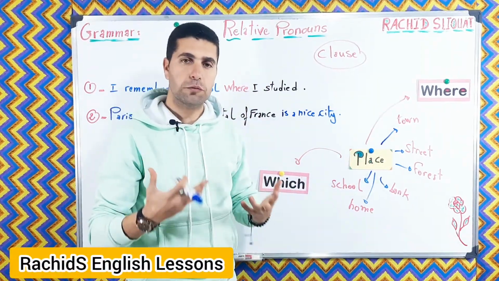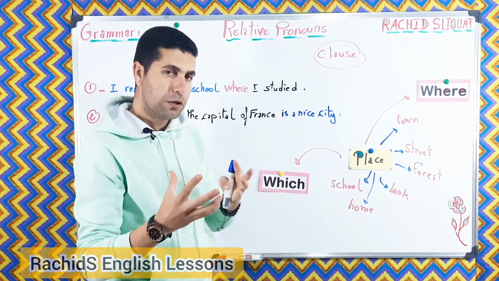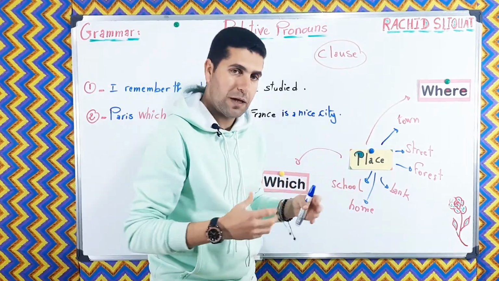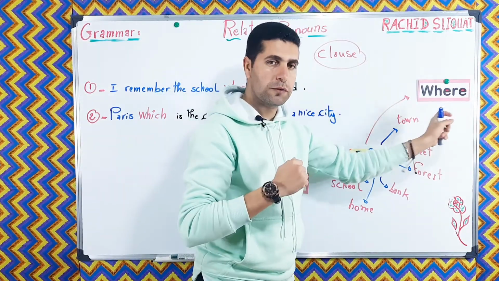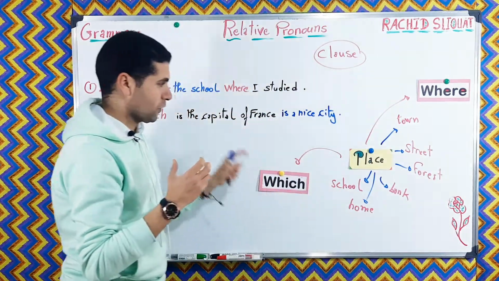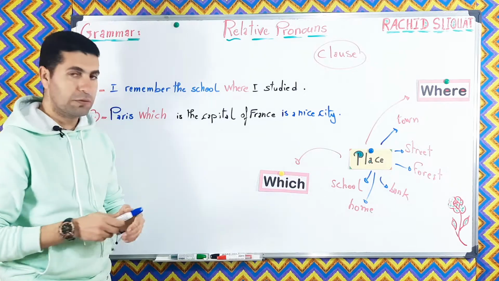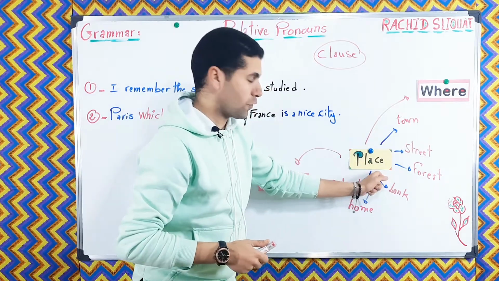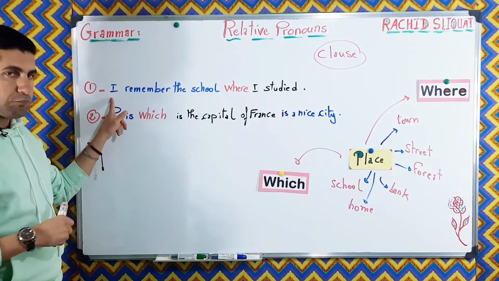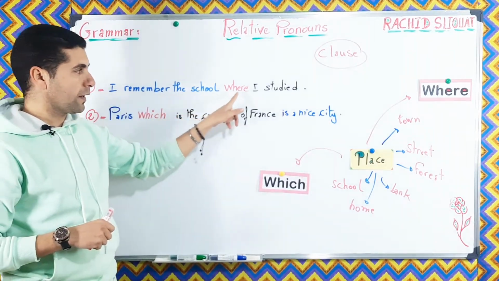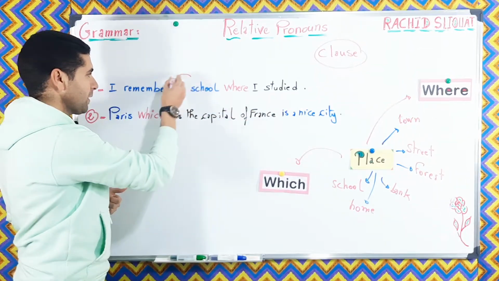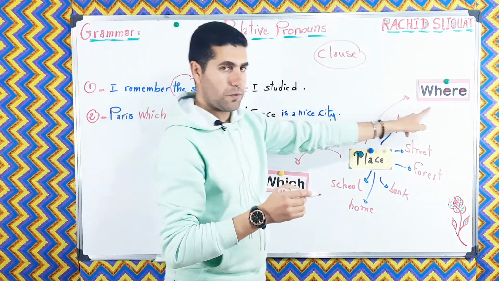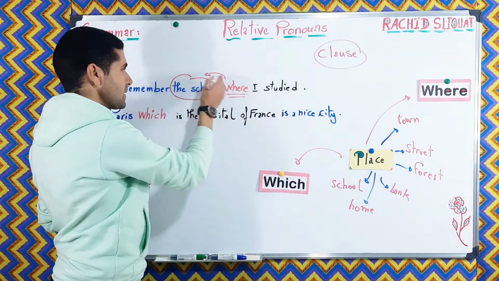A lot of students and learners find it difficult to distinguish between where and which when we talk about place, because they know that for a place we always use where. No, we can also use which. Let's look at two very simple examples to understand the difference. Number one: I remember the school where I studied. Here we are talking about the school, and we have the relative pronoun where, because this is a place.